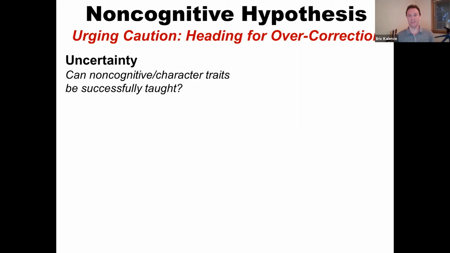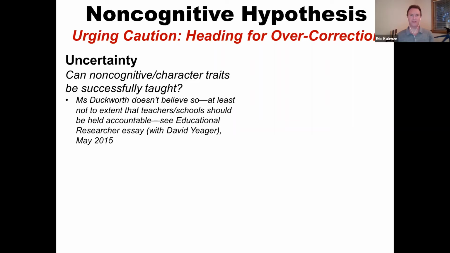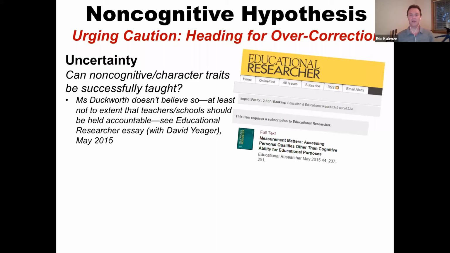And I made an example of Angela Duckworth, the person who worked under Walter Mischel and has done a lot of work on delayed self-gratification, and that led toward the idea of grit. You might be aware of her work. She put out a piece in 2015 written with David Yeager, basically saying, if we're going to begin to use these measurements of character to hold teachers accountable to their jobs or schools accountable to the effectiveness of their institution, we should probably really watch that.